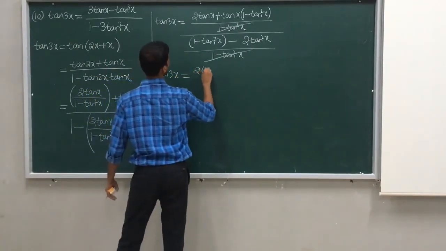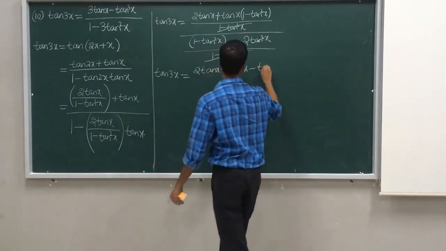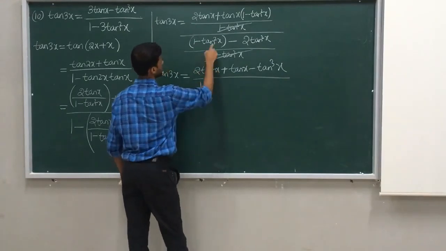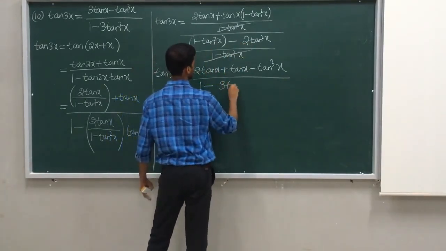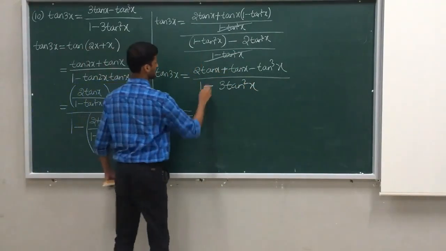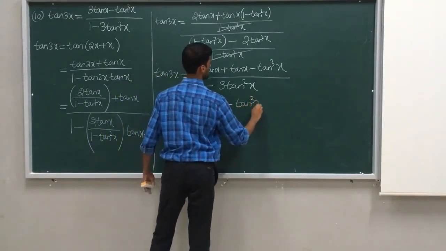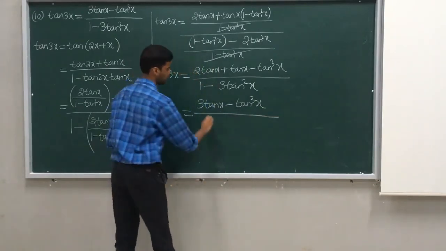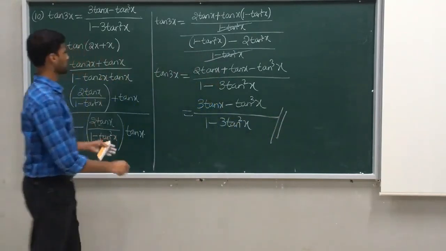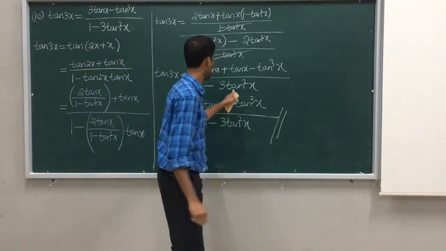So let me simplify: 2 tan x plus, bringing inside, tan x minus tan cube x, upon 1 minus tan square x minus 2 tan square x, which is 3 tan square x. You also understood. So we can write 2 tan x plus tan x is 3 tan x minus tan cube x upon 1 minus 3 tan square x. So tan 3x is equal to 3 tan x minus tan cube x divided by 1 minus 3 tan square x.